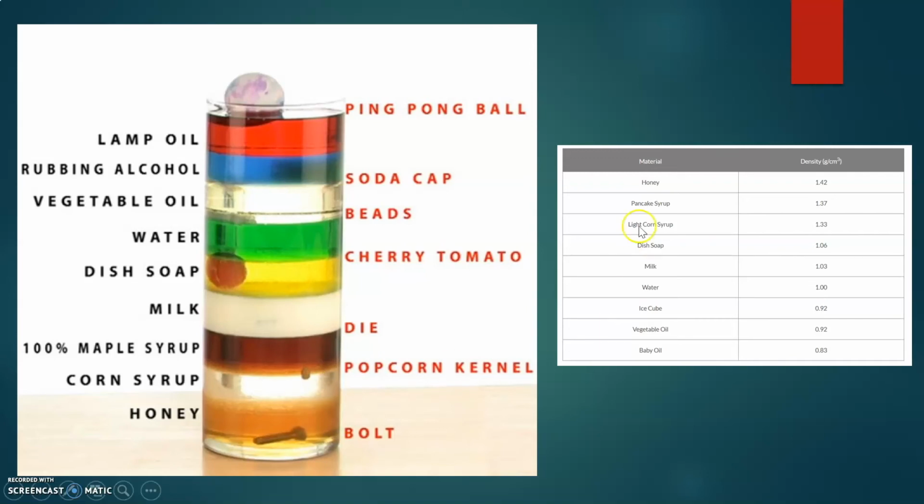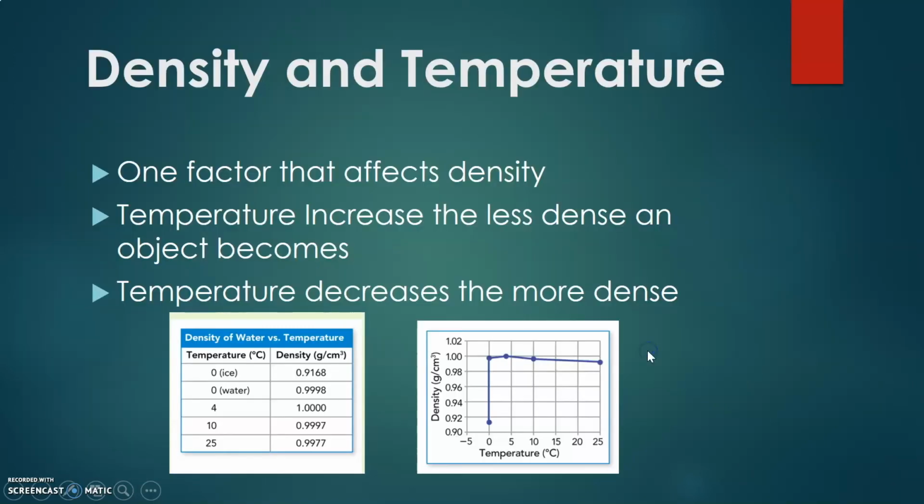Now over here, it shows you the density of all of these items. And so you can see the honey has the highest density. And this says baby oil. It's lamp oil in the video, but it's the closest thing, has the lowest density. So there's similar liquids there.